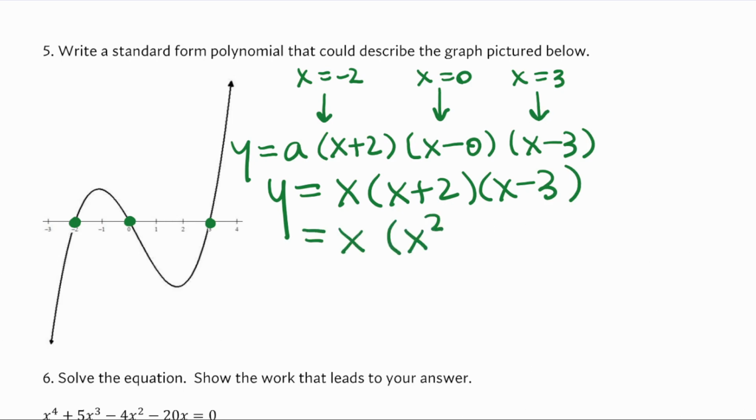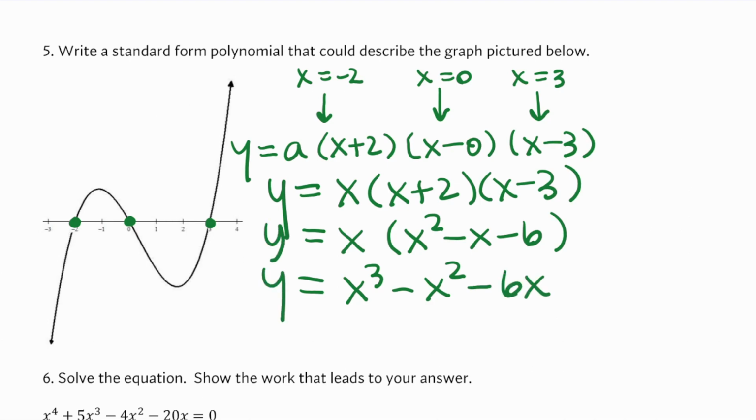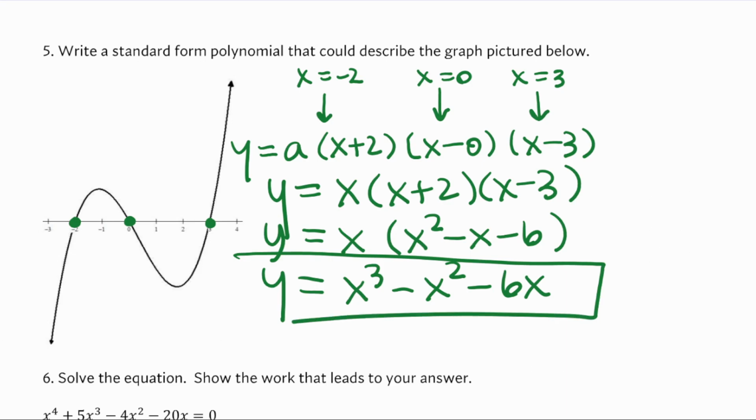I'm just going to kind of unfactor these things, right? We know that when we factor, the middle term is the sum of the two numbers, so 2 plus negative 3 is negative 1x. Then that last number is the product of the two numbers, so 2 times negative 3 is negative 6. And then x times x squared is x to the 3. I'm just distributing in this x minus x to the 2 minus 6x. That's equal to y, and that's going to be my standard form polynomial.